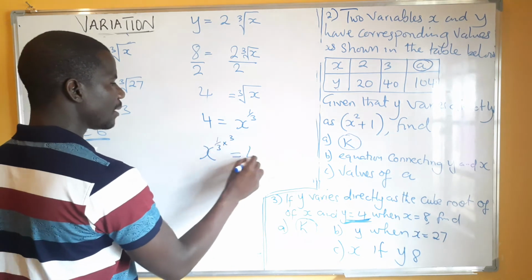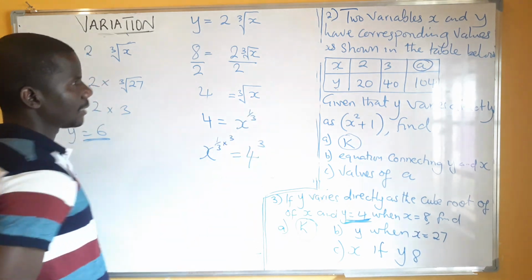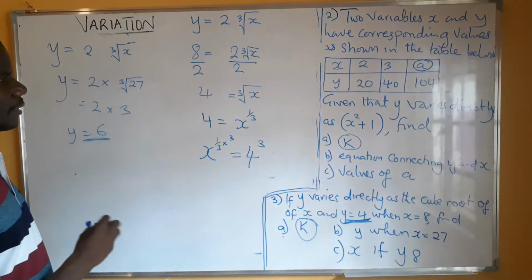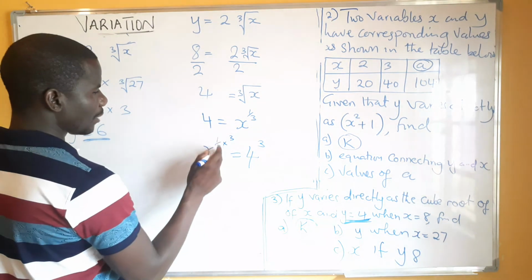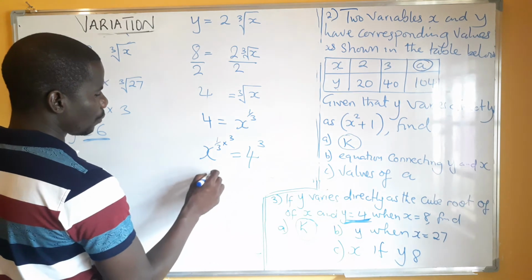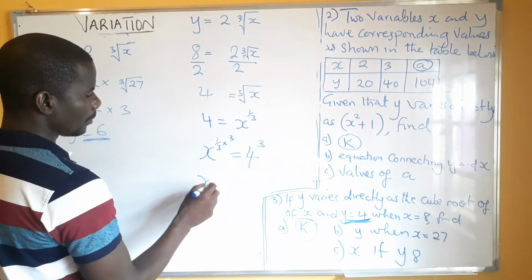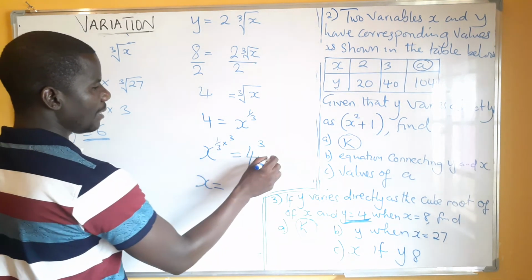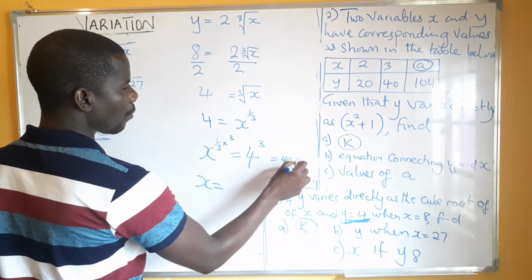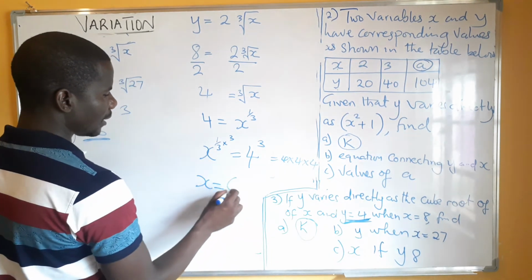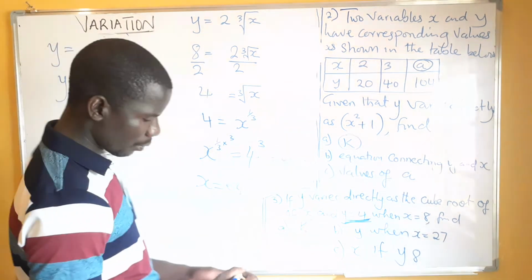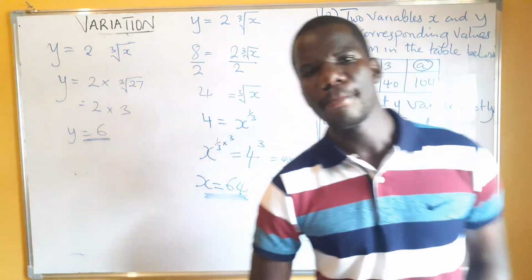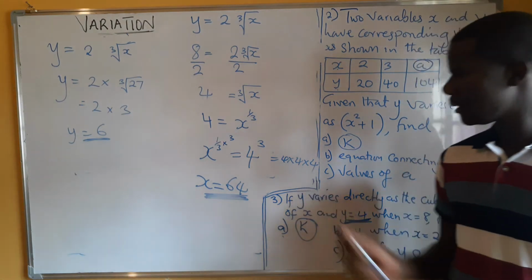And the same thing should happen to the other side also. Okay? So when you multiply this one by its reciprocal, it gives you 1, x to the power 1, which is the same as x. And this one means 4 times 4 times 4. We get 64. So the value of x here is what? 64. The value of x is 64.